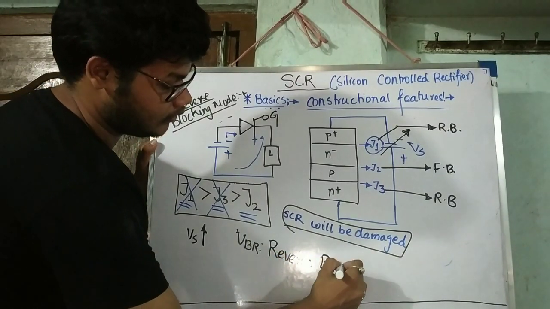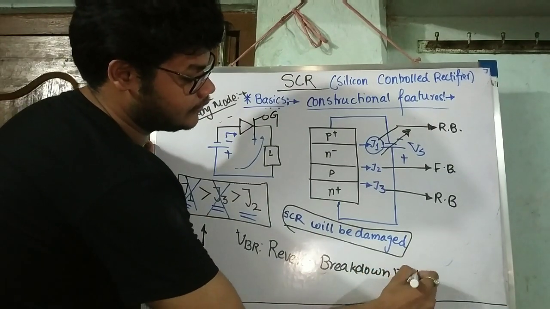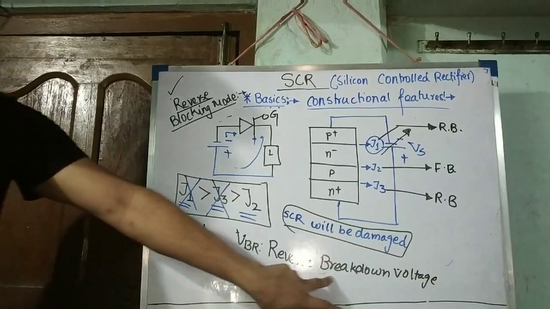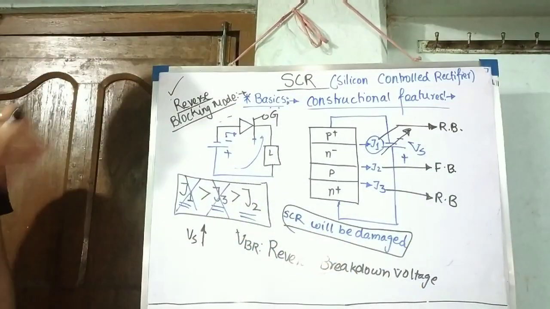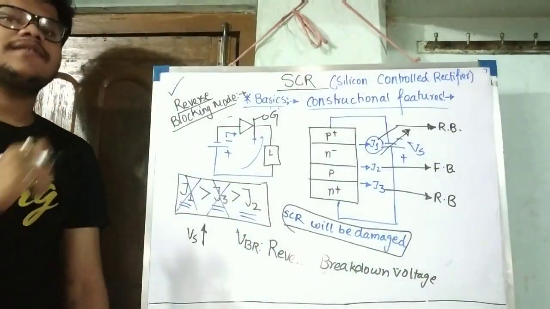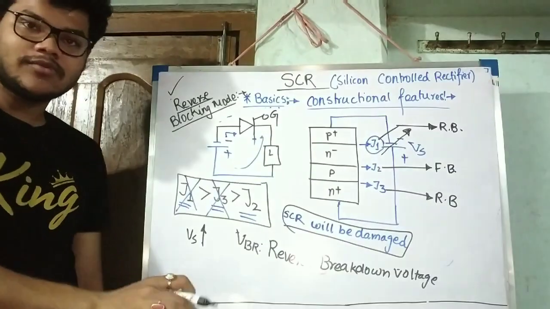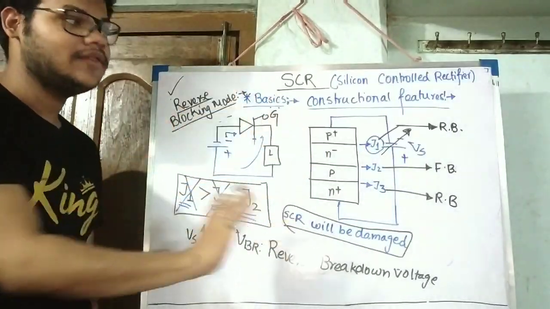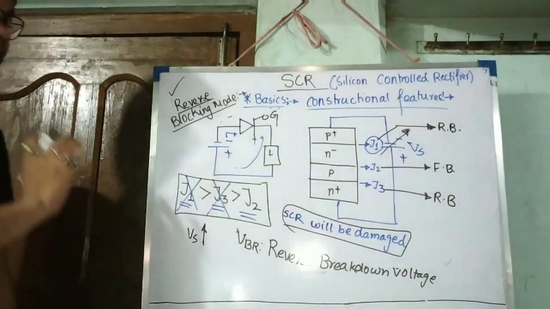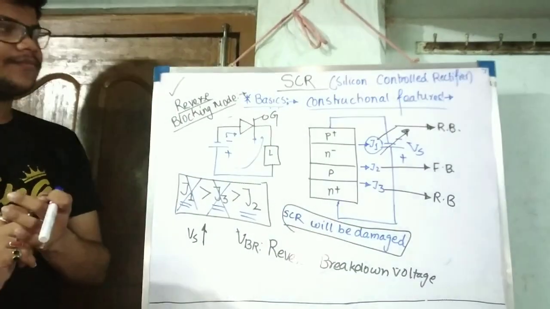Reverse breakdown voltage. Okay, if you increase the source voltage up to a certain point that it exceeds the reverse breakdown voltage, your junction J1 is broken, then J3 is broken immediately after that, and J2 is already in forward bias condition, and your SCR starts conducting in the reverse direction, and the SCR is completely damaged. You cannot use that SCR again.